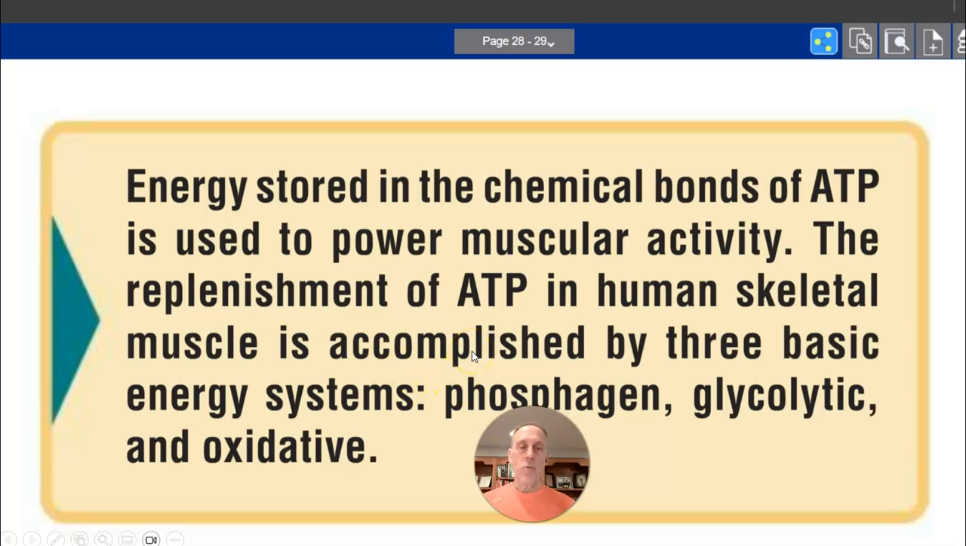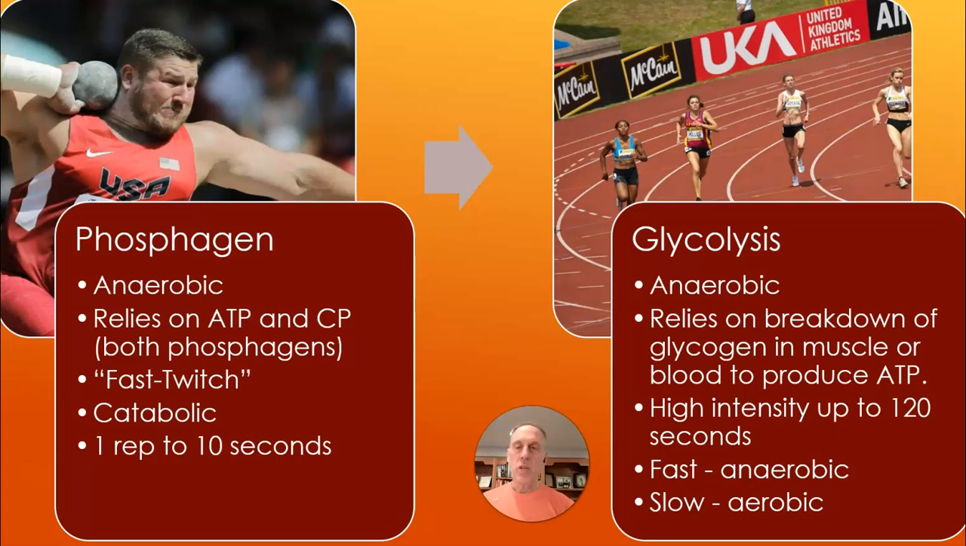We talked about this before. We've already talked about the phosphagen system. Now we're talking glycolytic. And really, it comes down to the replenishment of ATP. The phosphagen system is very explosive. It relies on these two phosphagens, very fast twitch. We're talking about catabolic reactions. On this side, you're more anaerobic. It's anaerobic, much like the phosphagen system.